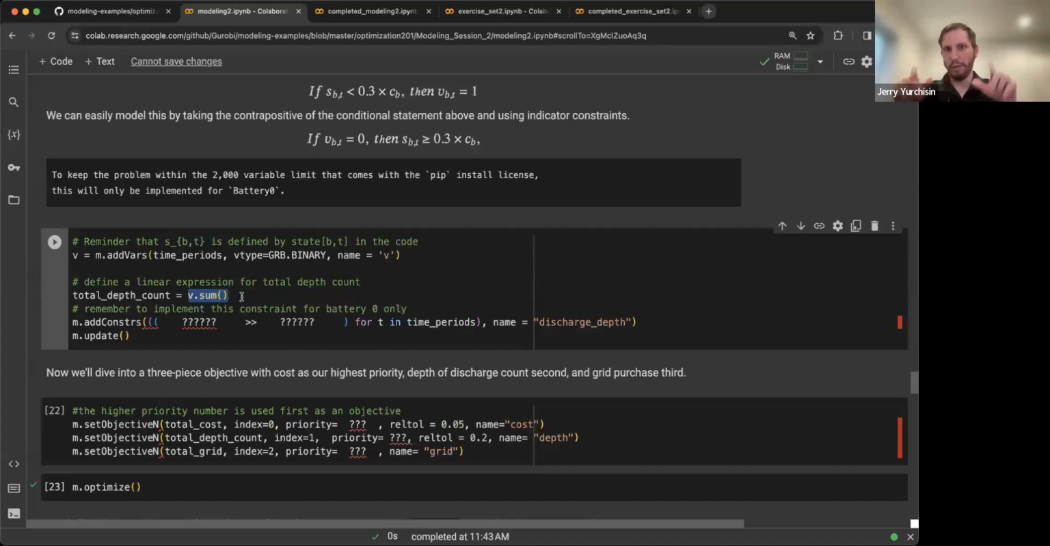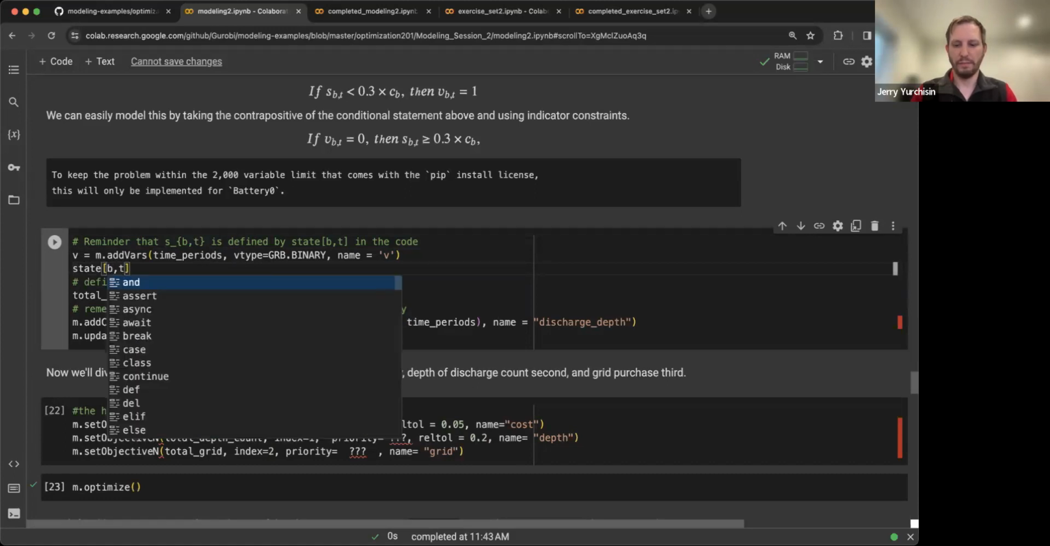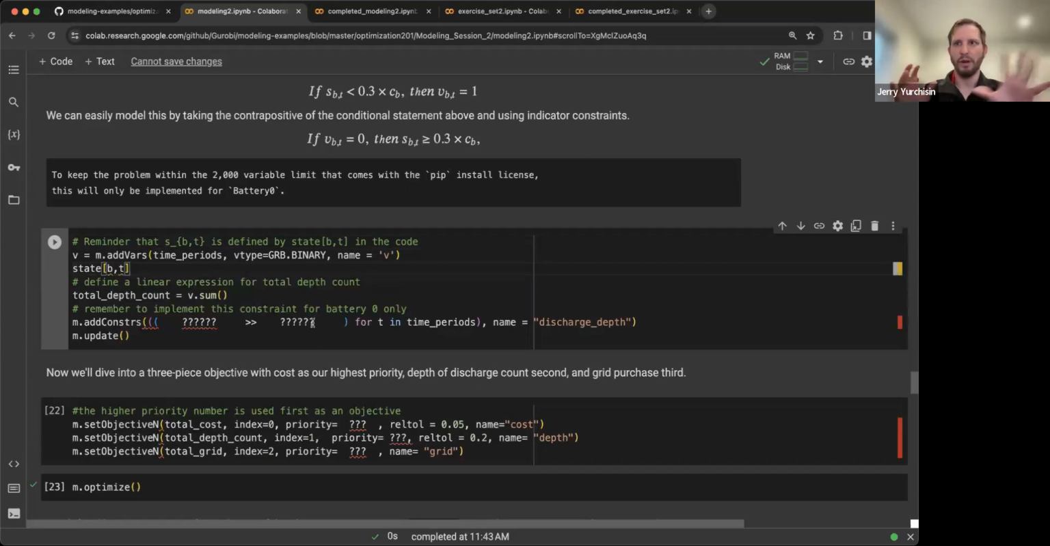You will need to type in quote battery 0 for some stuff. Implement the indicator constraint for this using V. Even though I used the notation here, the actual name of the decision variable in the code is state, so it's state of B, T. That's the name of the decision variable we established earlier, so you don't have to scroll back up and find it. So do the indicator constraint. I'll give you another minute to work through that, and then I'll plop it in and we'll go on.